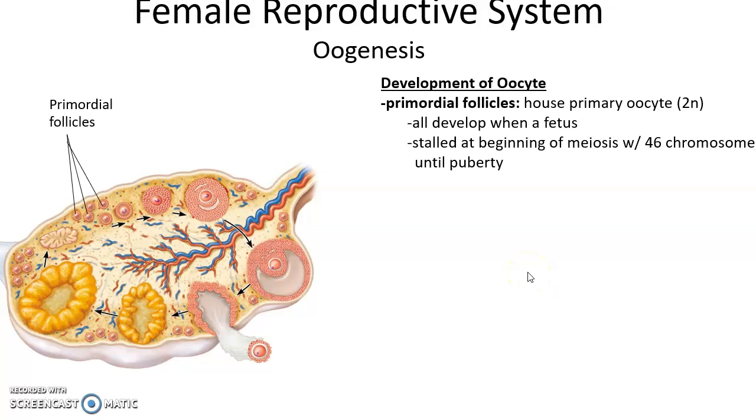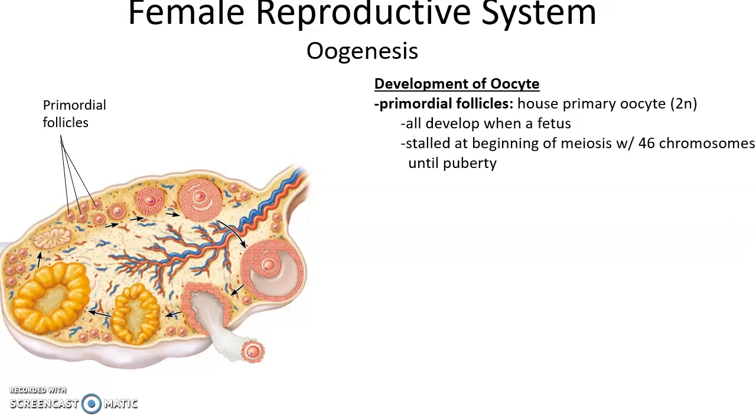All right, oogenesis, the production of the egg cell, the oocyte. Well, we start off in what are called primordial follicles. Primordial follicles each house a single primary oocyte, which has 46 chromosomes, 2n that is. The primordial follicles develop when the female is a fetus, so before they're even born, all the oocytes they will have are produced.